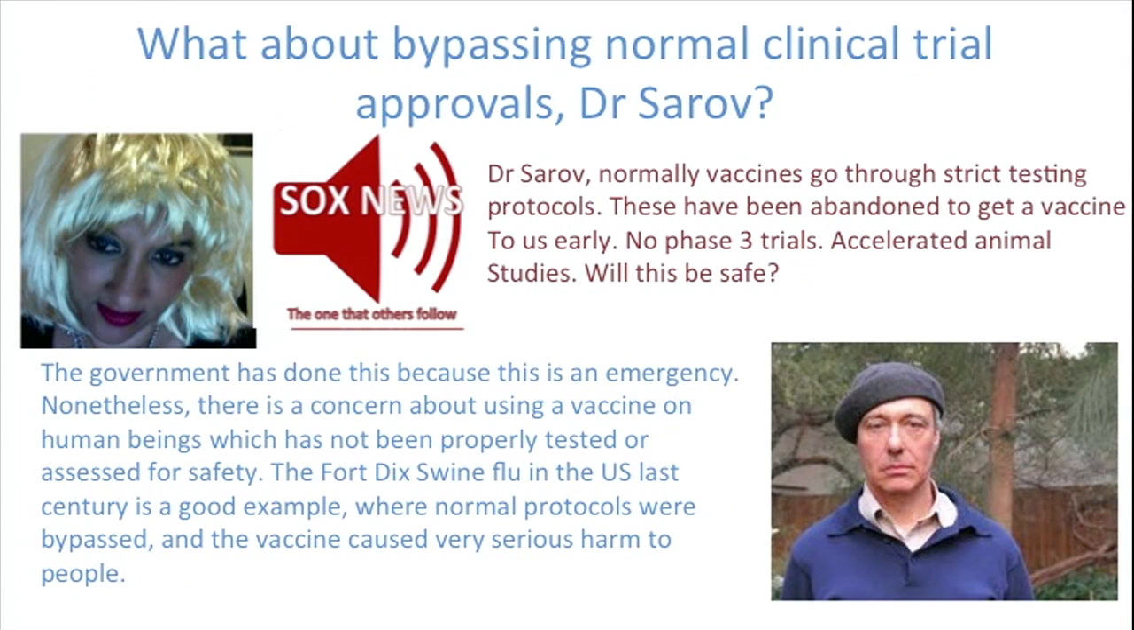Okay, well, let's move on, Dr. Komisarov. Normally, vaccines go through strict testing protocols. These have been abandoned to get a vaccine to us early. No phase 3 trials, accelerated animal studies. Will this be safe? The government's done this because this is an emergency. Nonetheless, there is a concern about using a vaccine on human beings which is not being properly tested or assessed for safety. The Fort Dix swine flu in the US last century is a good example, where normal protocols were bypassed and the vaccine caused serious harm to people.